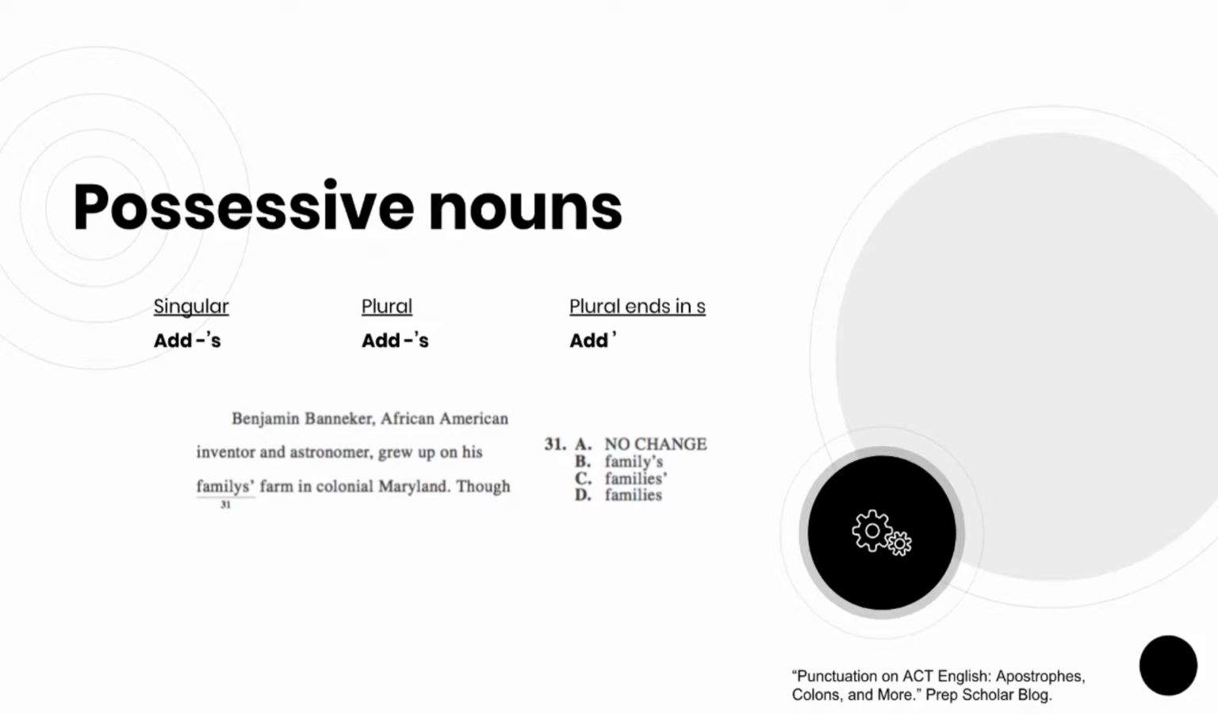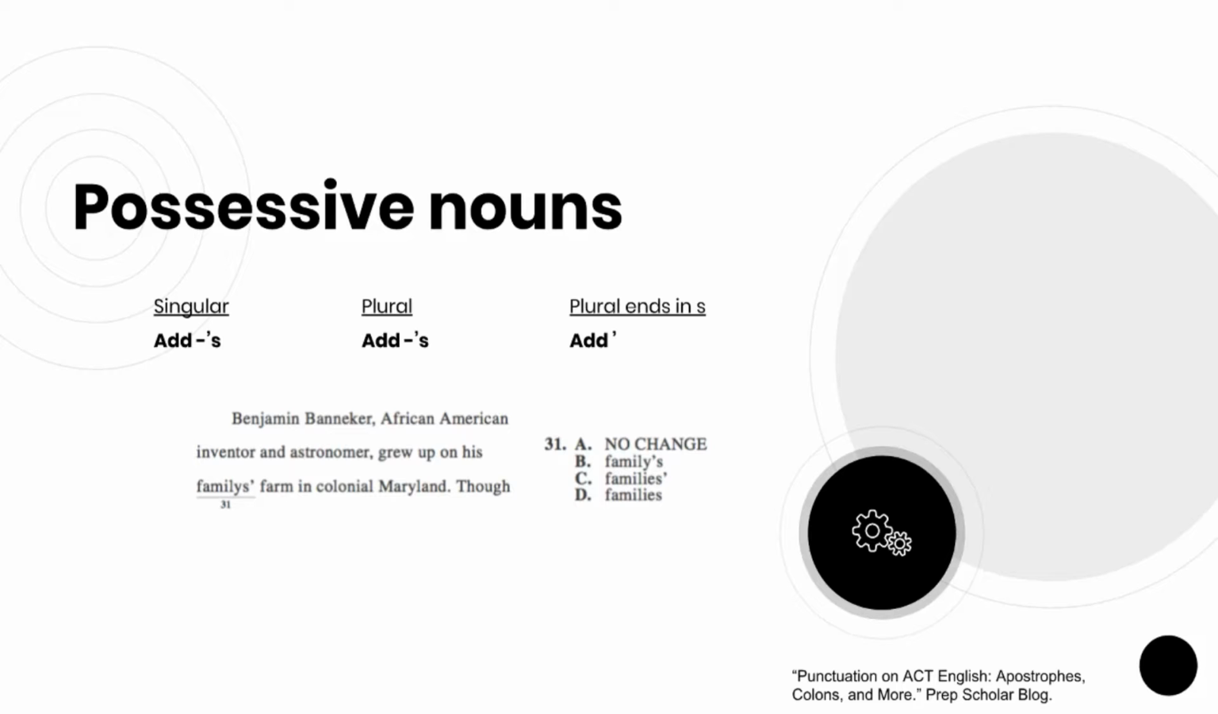On the ACT, however, they're not just going to ask you if you know how to make a noun possessive. They are going to ask you if you know the correct form of a noun. So take this example, for instance. Benjamin Banneker, African-American inventor and astronomer, grew up on his family's farm in colonial Maryland. Okay, we know that families is correct there, but how do we punctuate this? Well, the first thing we have to ask is, should it be a single family or multiple families? Well, he only has one family farm, so we know that it needs to be the singular form of families.